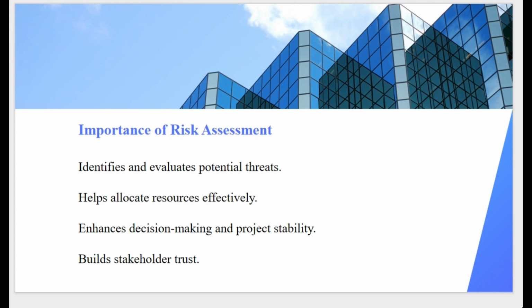Importance of risk assessment. Let's look at why risk assessment is essential. Effective risk assessment identifies potential threats and ensures resources are allocated at the right time. It improves decision making, ensures project stability, and boosts stakeholders' trust. By addressing risk early, we can avoid major setbacks and achieve project objectives more efficiently.